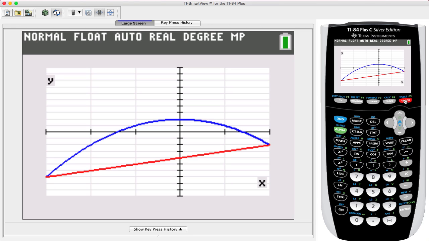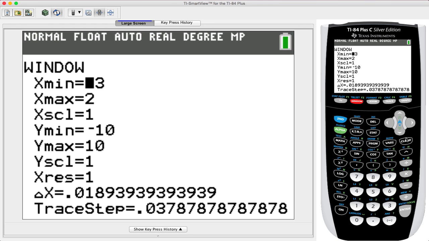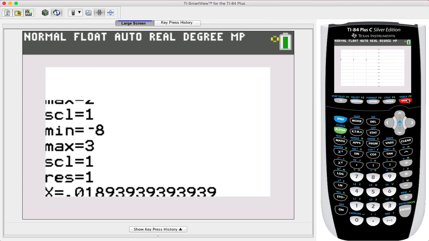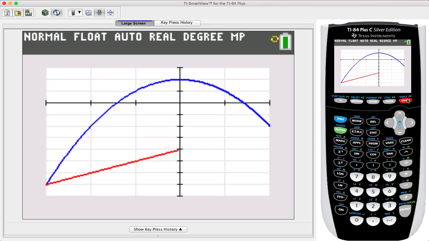All right, we have a lot of free space, so let's make the y maximum 3 and the y minimum, 1, 2, 3, 4, 5, 6, 7, 8. So let's go from a negative 8 to a positive 3 on the y-axis. So negative 8, and then the max is going to be a positive 3. And let's take a look at that. Alright, so that's in place, so we can get a better look at that.